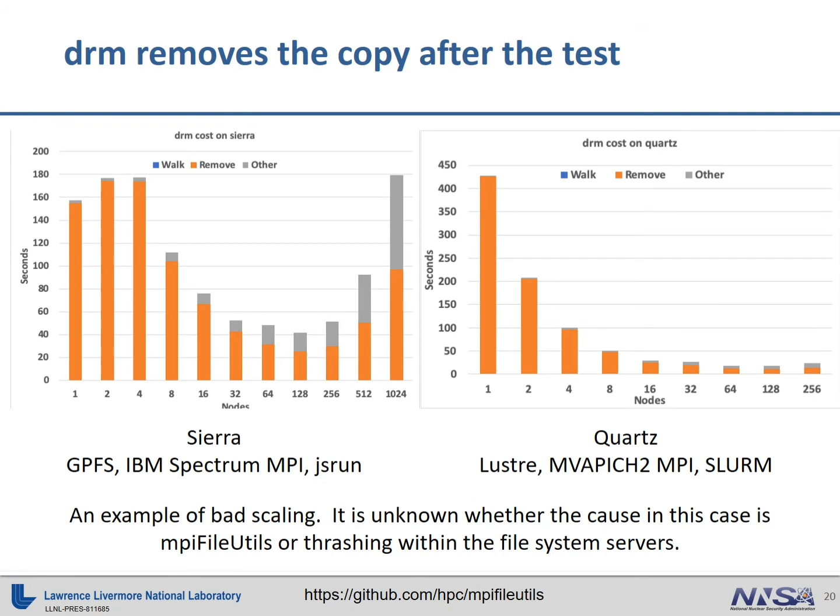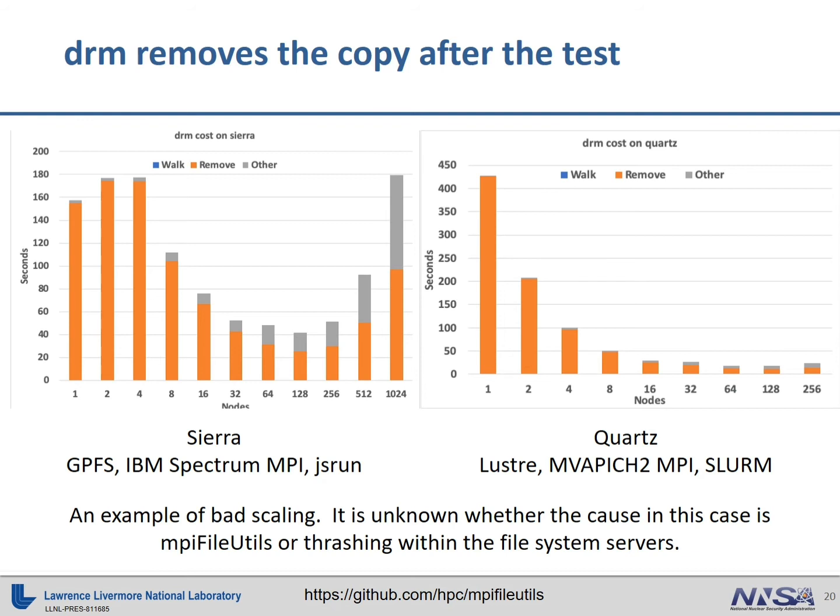Then finally, let's look at the performance of dremove to delete the copy at the end of the test. This is a metadata-heavy operation, and the results look similar to what we saw with dchmod. Again, I ran this test on Sierra and Quartz. I think what's interesting in this case is you can see on Sierra, the cost to remove items decreases as you increase the node count up to 128 nodes, but then it starts to get slower again. Right? So that's not scaling well.